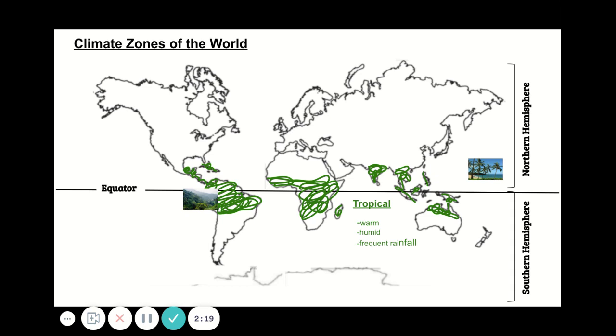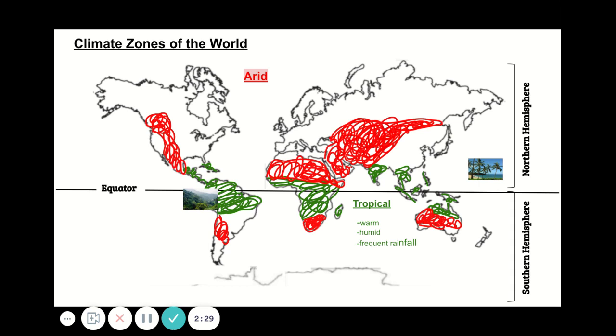The next climate zone we are going to talk about is the arid zone. Say that with me, arid. Arid is a word that means dry. And the arid zone, shown here shaded in red, has 2 seasons. Summer in the arid zone is hot and dry.